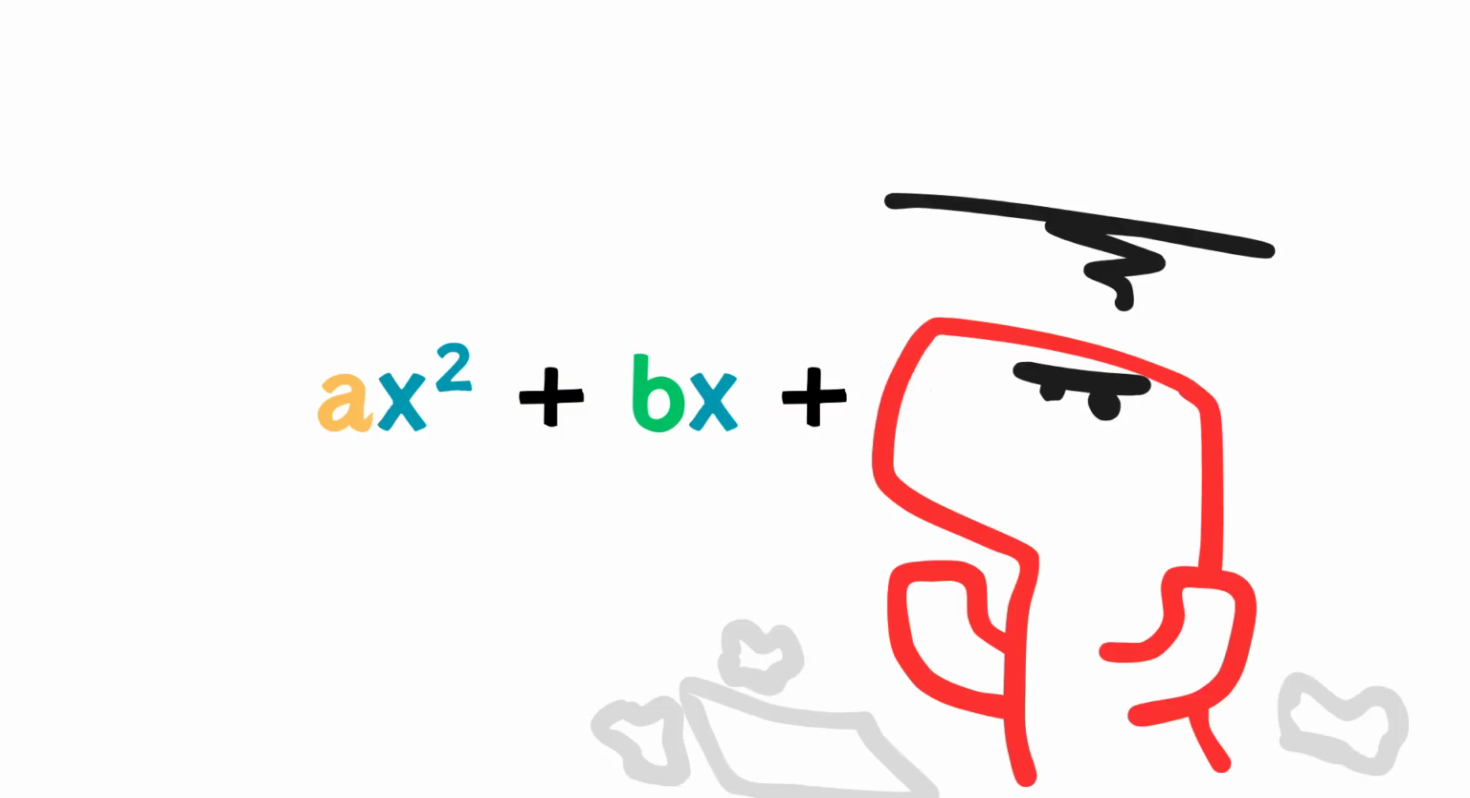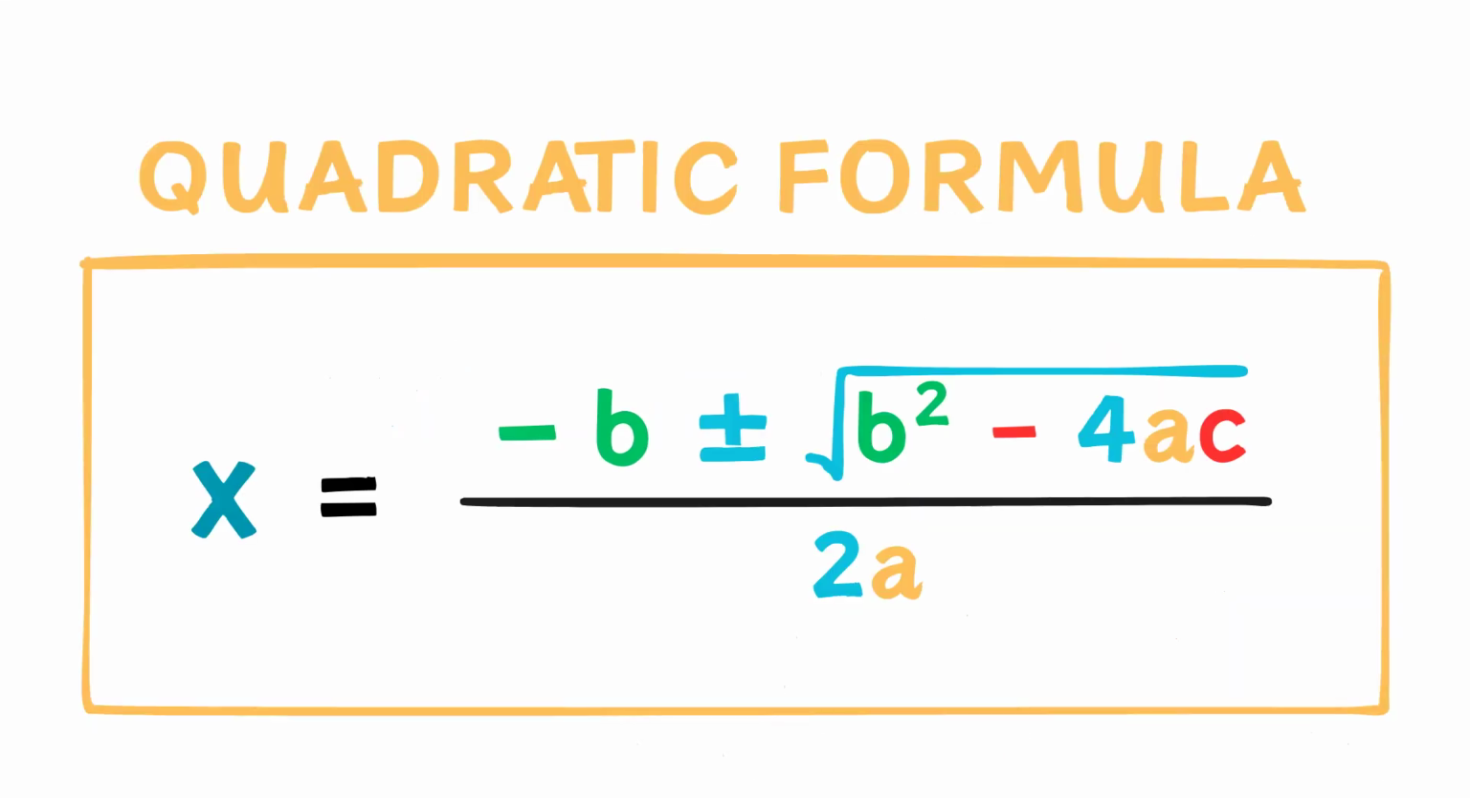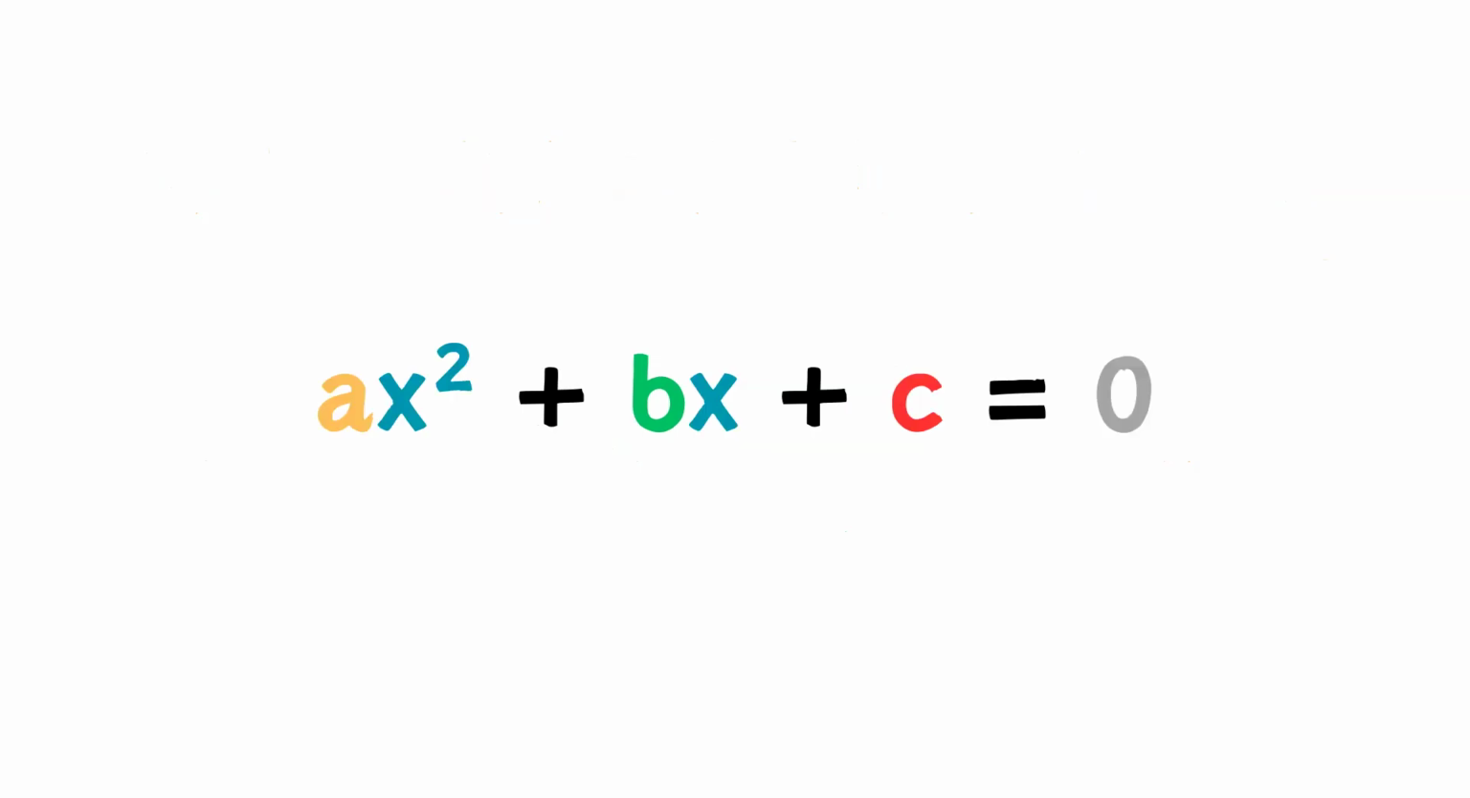Completing the square can be a bit of work. That's where the quadratic formula comes in. The quadratic formula is a shortcut that helps us find the roots for any quadratic. And guess what? It actually comes from completing the square. So let's begin by deriving the quadratic formula.